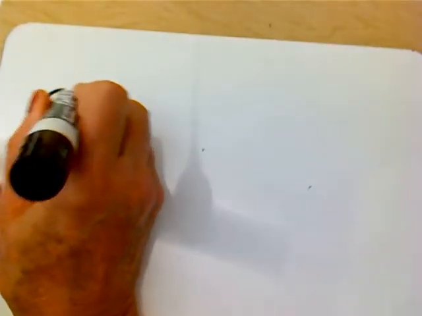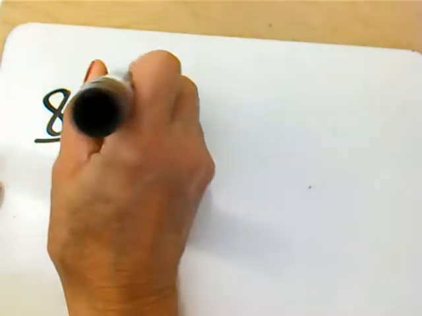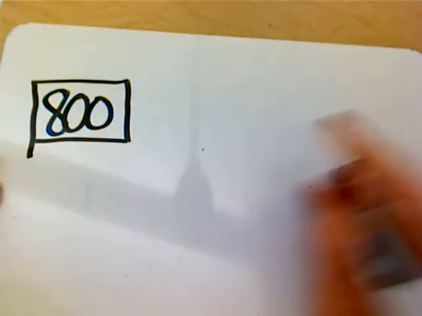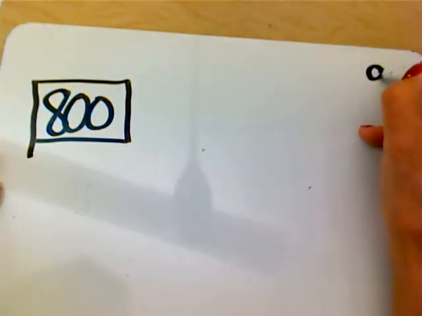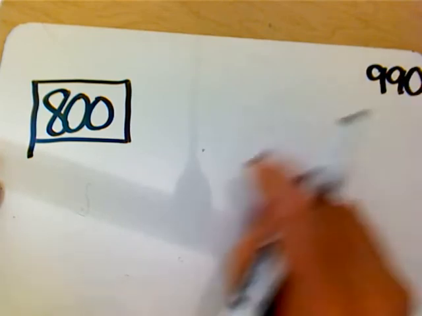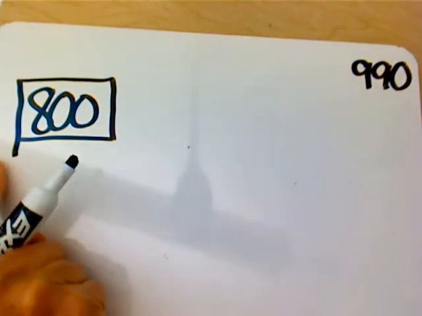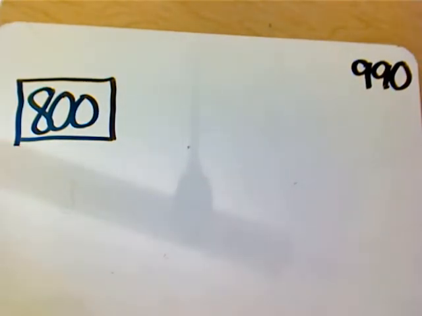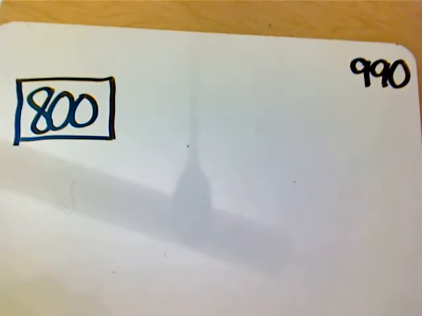Let's try another one. This time you're going to start at 800. Starting at 800, get ready to shut that video off. I want you to go clear up to 990. You're going to go clear up to 990 starting at 800. Remember, you want to get there as quickly as you can. Shut the video off and then we'll come back in just a minute.